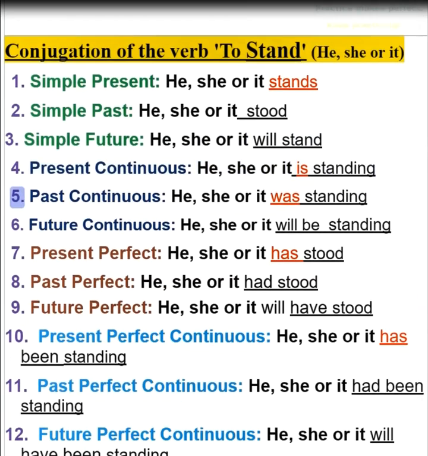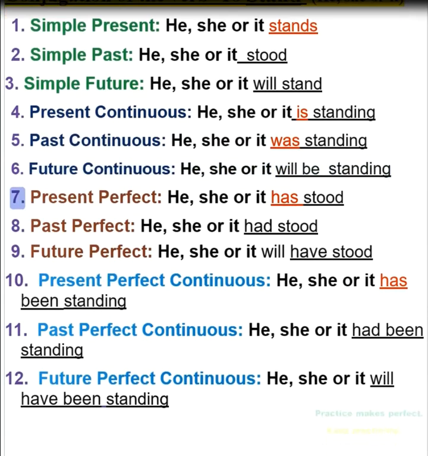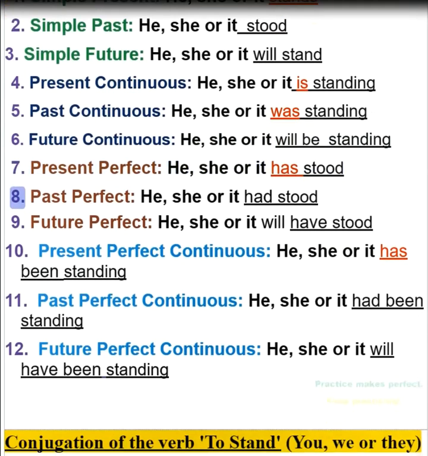5. Past continuous. He, she or it was standing. 6. Future continuous. He, she or it will be standing. 7. Present perfect. He, she or it has stood. 8. Past perfect. He, she or it had stood.